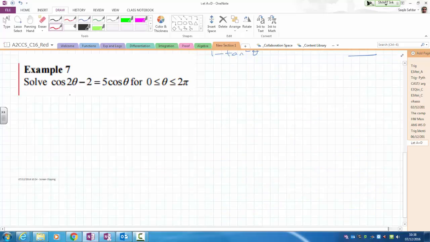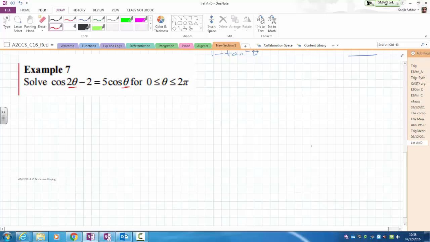Now, in this question, cos 2 theta take away 2, if we didn't have a cos 2 theta, if we had some sort of cos squared theta, we could solve it straight away, because we can let x equal cos theta and get a quadratic equation, as you'll see in a second. But the problem is we don't have just theta; we've got 2 theta on one side and theta on the other side, so it becomes a bit more difficult to play with. But fortunately, we have these double angle identities.